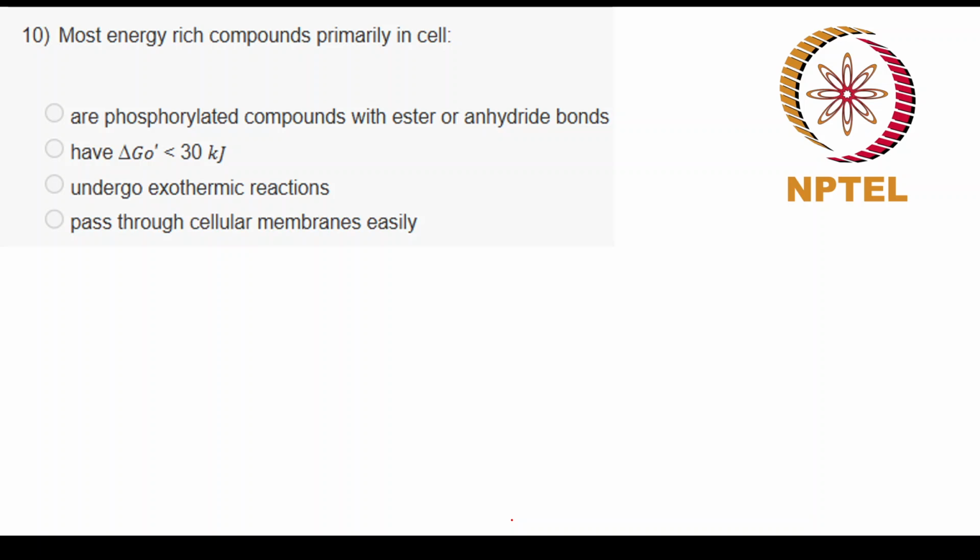Okay, the solution for this question is: the most energy-rich compounds primarily in the cell are phosphorylated compounds with ester and anhydride bonds. Okay, please note it down so that we'll move forward to the next one.